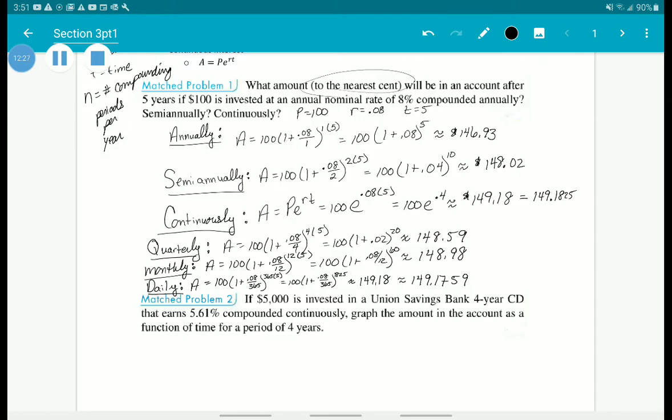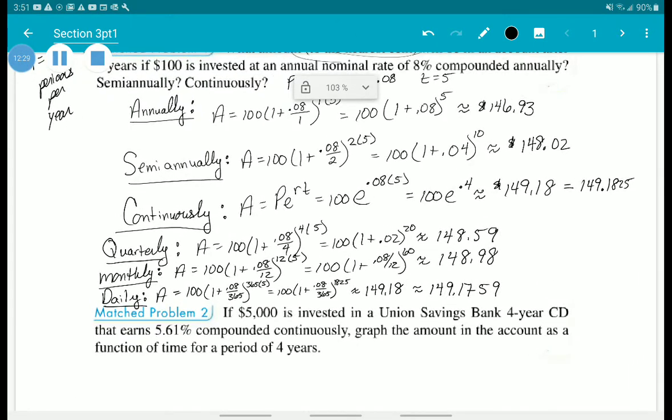And you can see that here. So we started with annually. And if we compound one time a year, we ended up with 146.93. So now, in semi-annually, instead of compounding once a year, we're compounding twice a year. And we've increased our amount here. We're now at 148.02. If we look at quarterly, we've now increased to 148.59. So we went from one time a year to 2 times a year to 4 times a year.